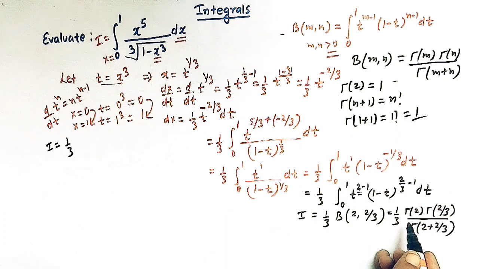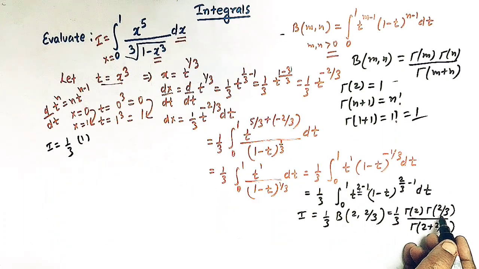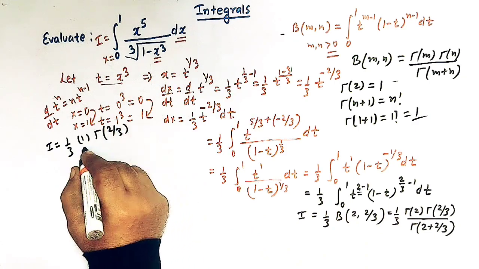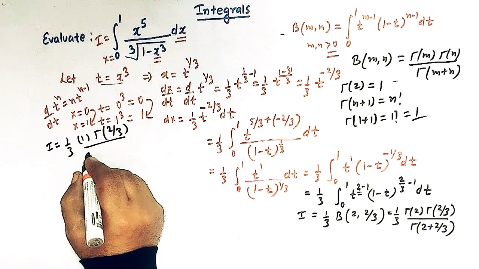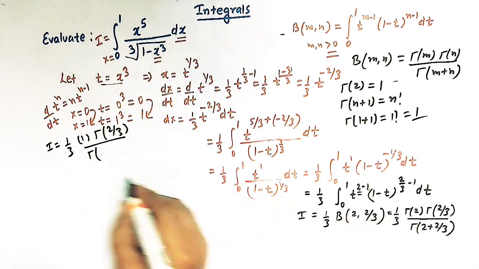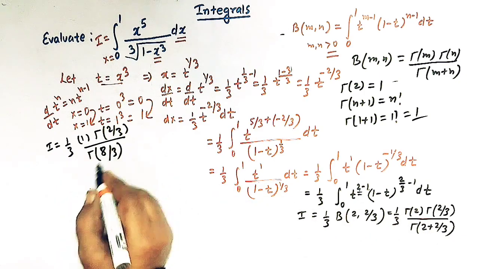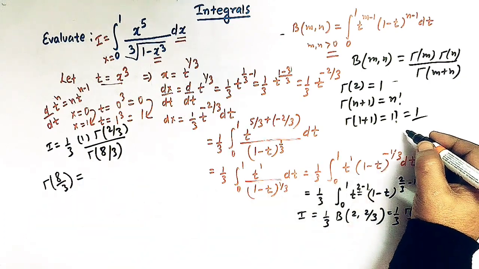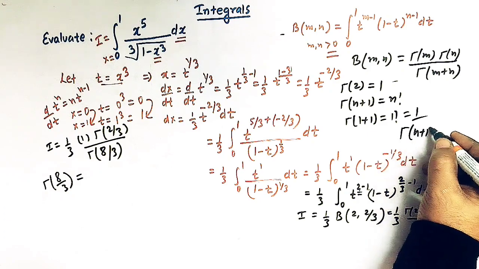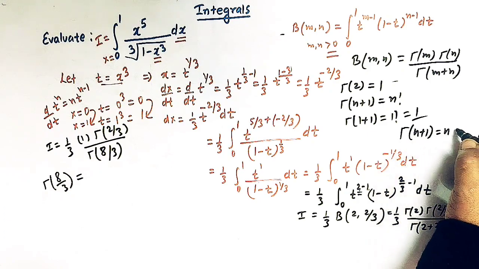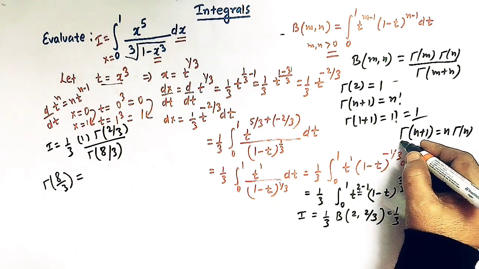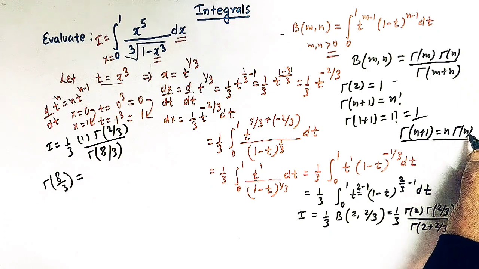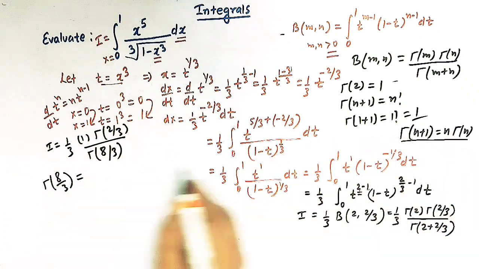So gamma 2 is equal to 1, and we'll keep this term as such, that is gamma 2 by 3, and in the denominator we have gamma 8 over 3, right? Now let us find out the value of gamma 8 over 3 using this result, that is gamma n plus 1 is equal to n times gamma n, right? So this is another important result. Gamma n plus 1 is equal to n times gamma n, where n is some fraction here.